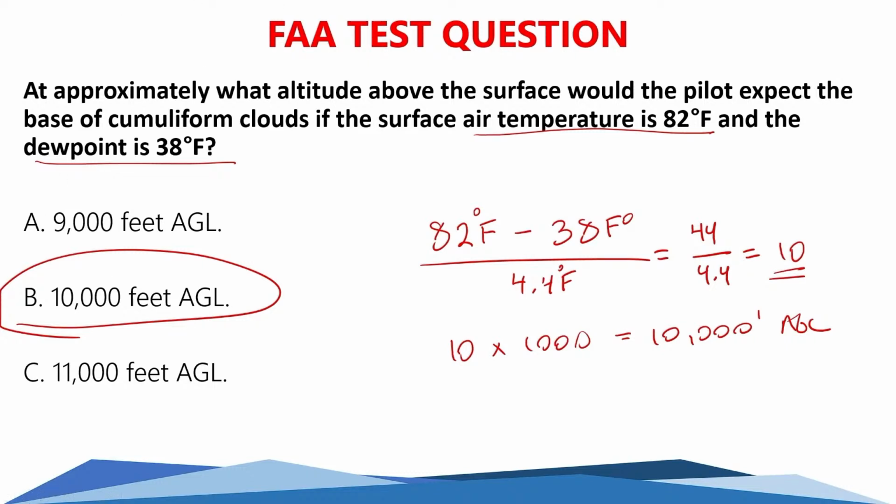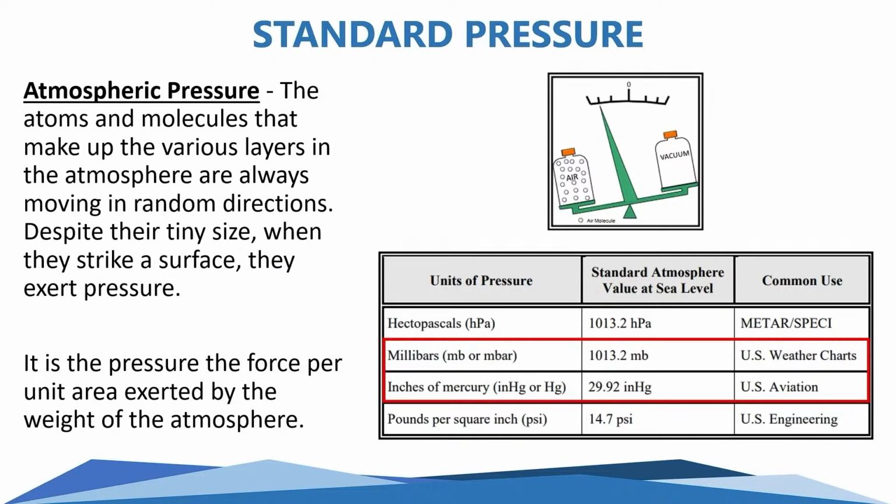All right, let's go ahead and talk about standard pressure here. As I said before, there's a number of different units for atmospheric pressure. Atmospheric pressure is basically this: the atoms and molecules that make up the different layers of the atmosphere are always moving in random directions, up or down. Even though we can't see them, they're striking either each other or a surface object, and when that occurs, they exert some type of pressure. It's that force per unit area exerted by the weight of the atmosphere.